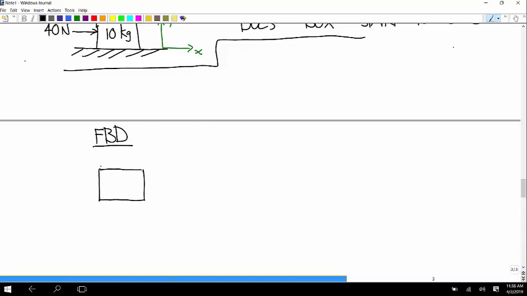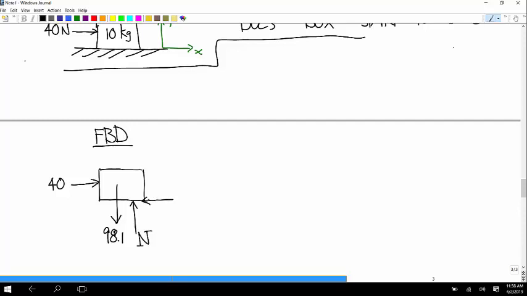Okay, so the forces: there's a downward force of 10 times 9.81, 98.1. There's a pushing force this way of 40 newtons. There's a pushing force from the ground of N. And then which way is the friction force going to act? The friction force is always parallel to the surface. And so in this case, it has to go in the opposite direction of that 40.